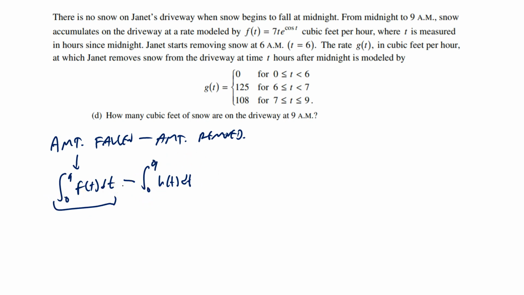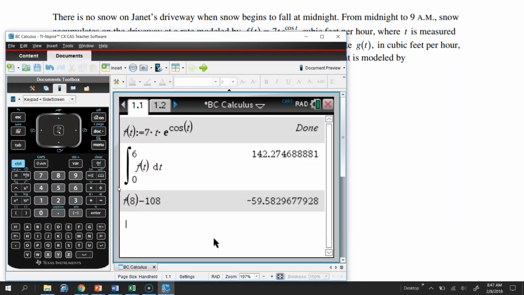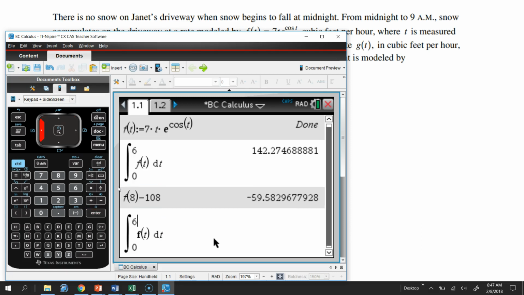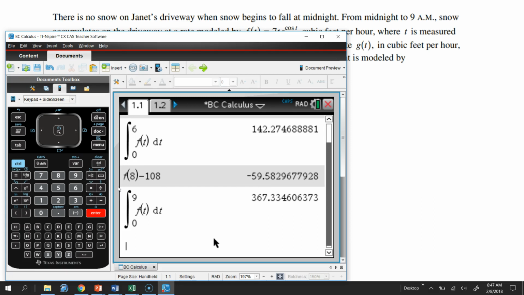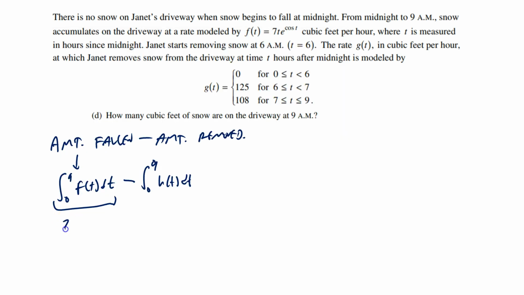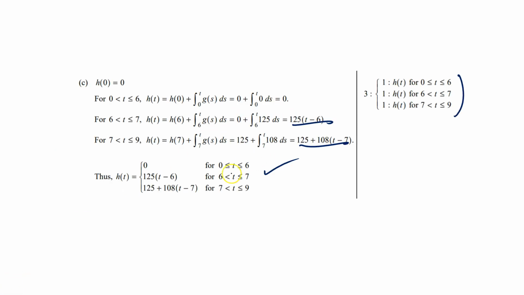So let's do that right now. So we go to our calculator here. And we do integral 0 to, I'm just going to go up and grab it, change that to a 9. Control Enter. So the amount that's fallen is 367.334. Okay. So now from 0 to 9, what we have to do here, I guess actually we have it as a piecewise function, so we can just plug 9 into our piecewise function.